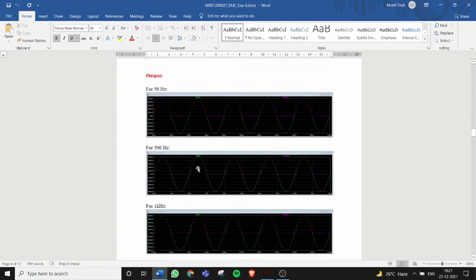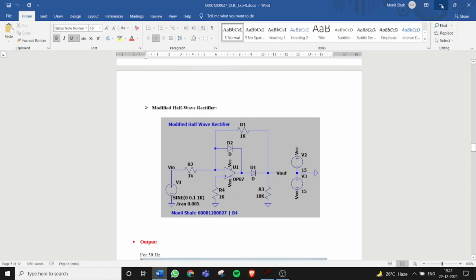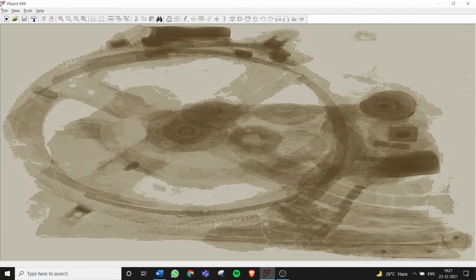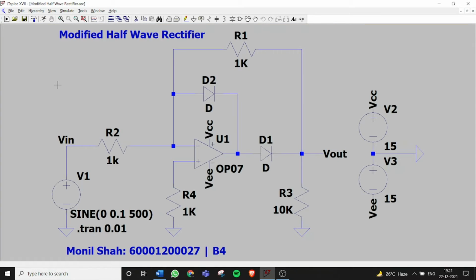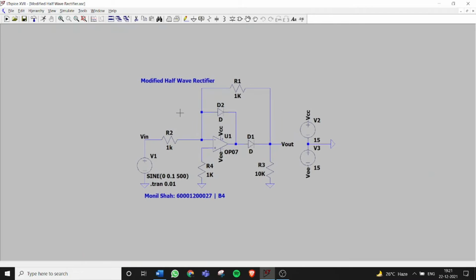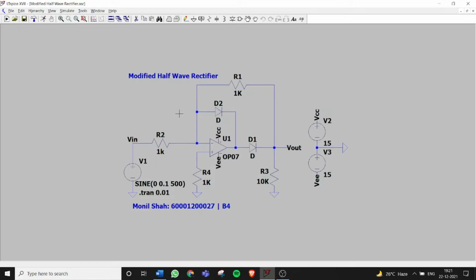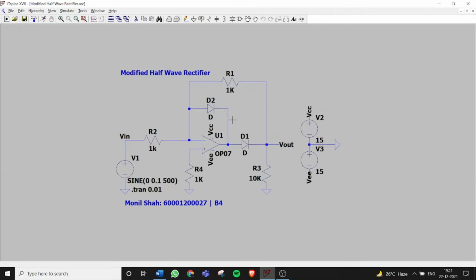So moving on to the next circuit, which is modified half-wave rectifier. So we have diode D2 in feedback, D1 is reverse bias, and D2 is forward bias. So when the input is greater than 0, D1 is on and D2 is off, so the output is 0 because the other end of R4 resistor is connected to the virtual ground and there is no current through R4 when the input is less than 0.